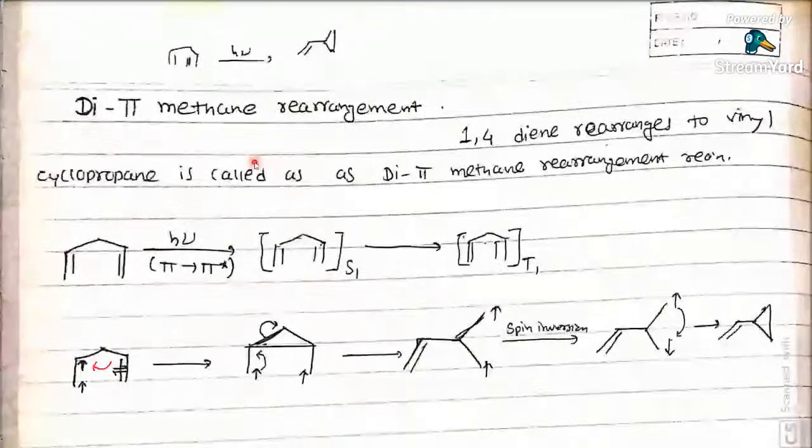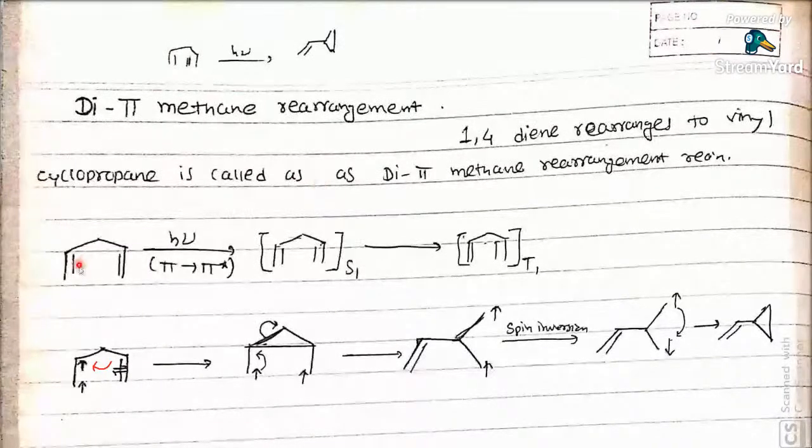Now, the next is the di-pi-methane rearrangement reaction. It is a simple one, just 1,4. You have to practice it on your own. You just have to draw the reactions, how the bonds are moving, or how the radicals are combining with one another, how they are dancing with one another. So here the 1,4-diene rearranges to vinyl cyclopropane. This is the vinyl cyclopropane group, and this reaction is called the di-pi-methane rearrangement reaction.